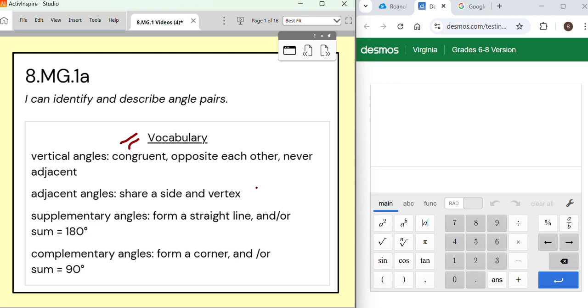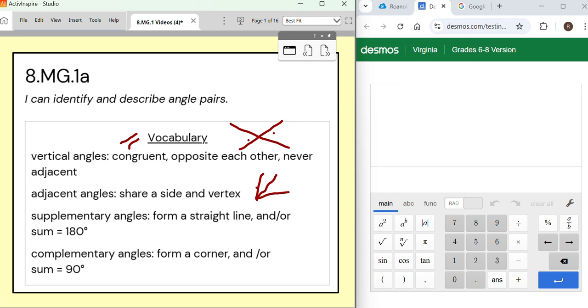Those are vertical angles. So remember, they make a crisscross and they are across from one another and they are exactly the same size. The next kind of angle is an adjacent angle. That means they share a side and a vertex. Okay, it's kind of like when you're in an apartment or a townhouse and you share a wall with the home next to you. That is an adjacent wall. That's the same thing with an adjacent angle.